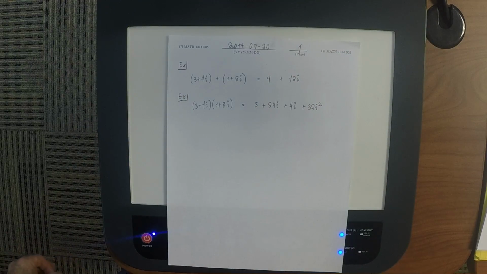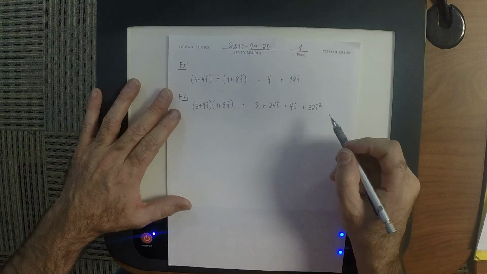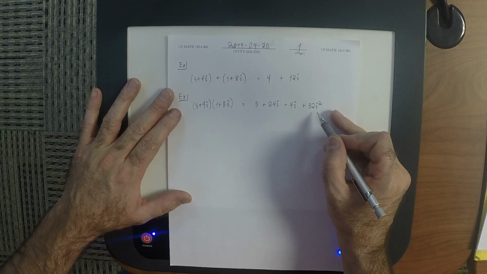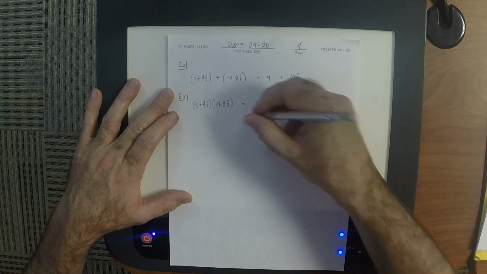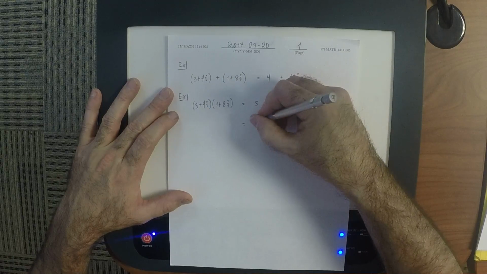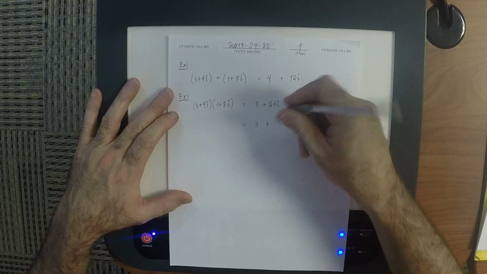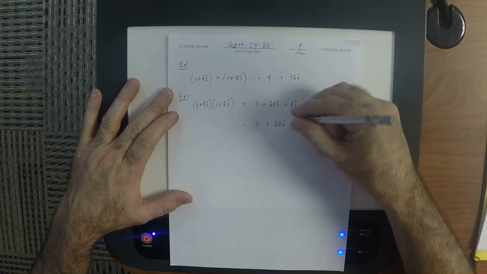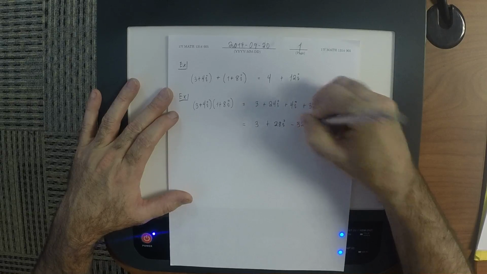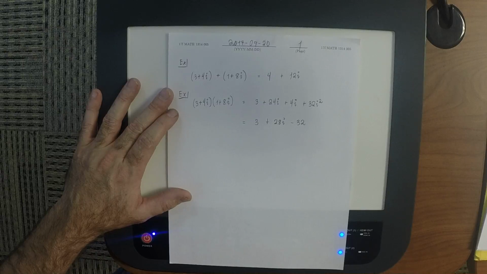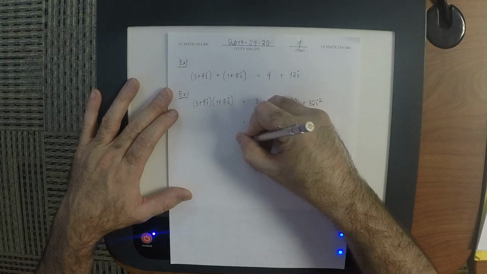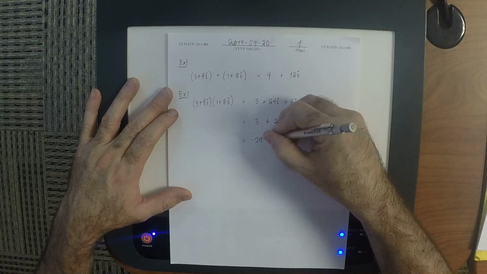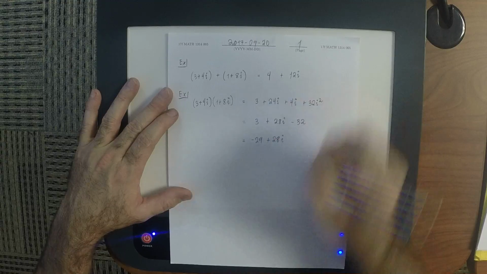It's exactly like FOIL. But now here comes a notable difference. What are we going to do with this term? Yeah, i squared is -1. So this would be 3, and then adding those together, plus 28i. And 32i squared, that's actually -32. And then finally combining all the parts together, that would be, what? -29 is the real part, and 28 is the imaginary part.